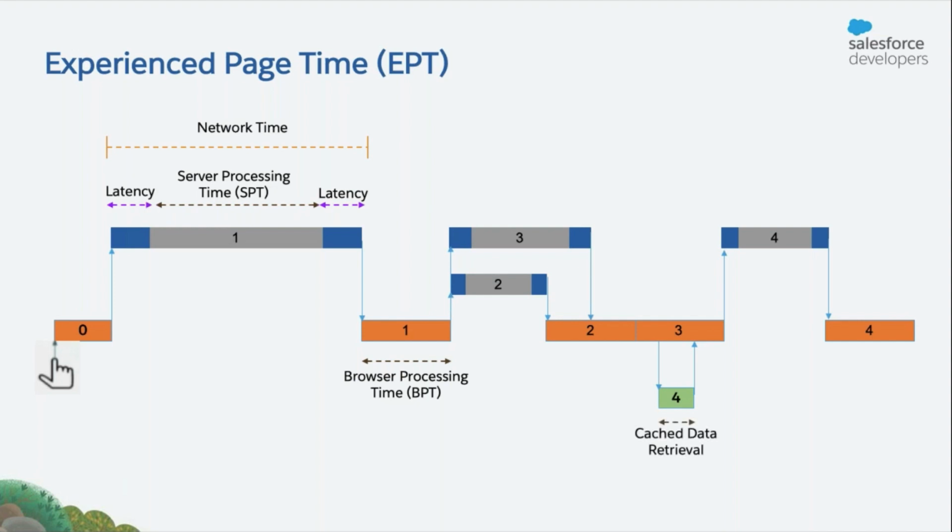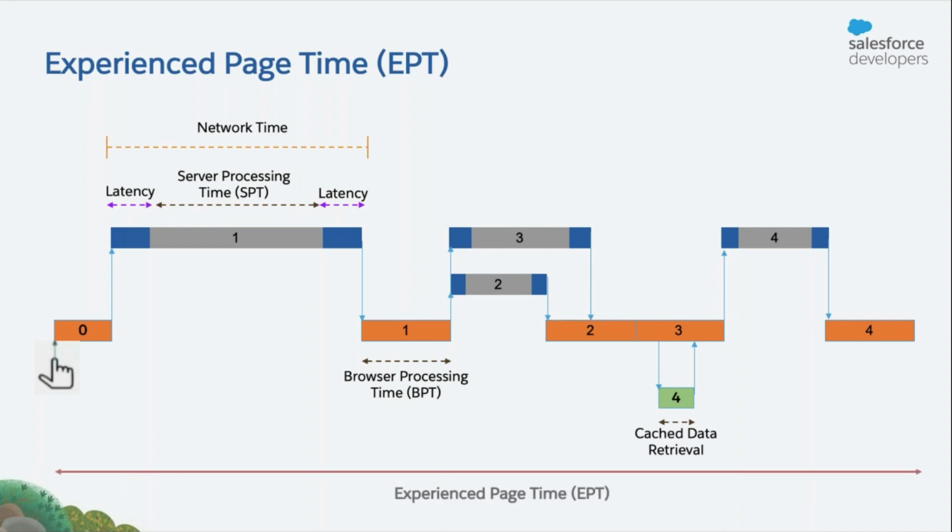And finally, whatever time is taken to retrieve the cache is also present right over there. And your experience page time is going to be all of this. So right from the first click until the last browser processing time, all of it is going to become your experience page time. So you can see how it is almost directly proportional to the number of network requests that you send. Of course, you can see 2 and 3 are sent in parallel, so not much of an impact. So that is one of the tips that you're going to receive over the course of this presentation.